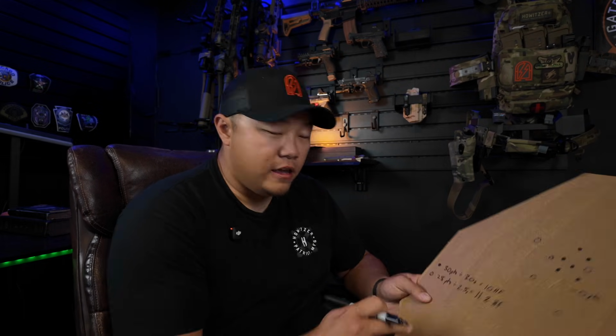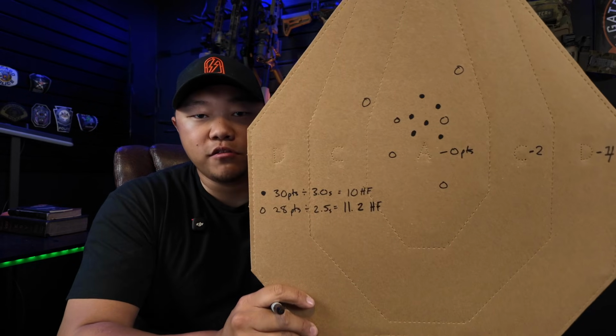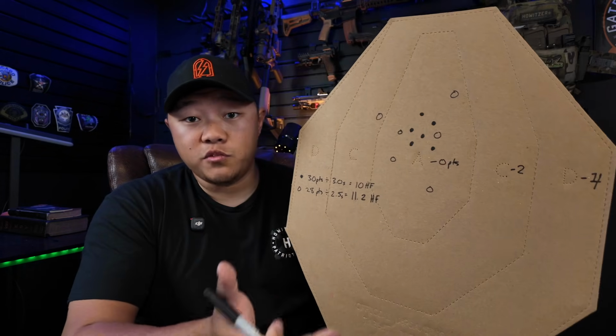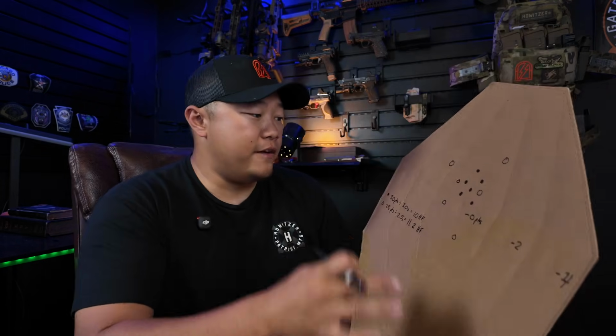So this guy only has 28 points, right? And he shot it, let's say, in 2.5 seconds. Already did the math on that earlier. That's going to be an 11.2 hit factor. All right, so that's shooter number 2. So far he's winning in hit factor, even though he didn't have all alphas.